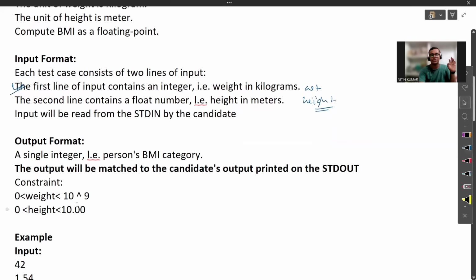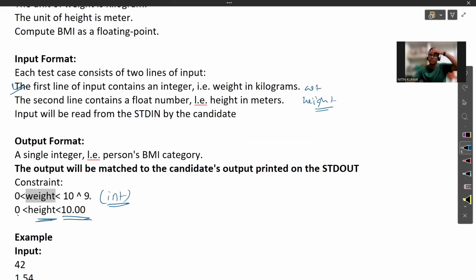Now if you look at the constraints, the weight will be greater than 0 and less than 10 to the power 9. That means it is always in the range of an integer, and the height is from 0 to 10.